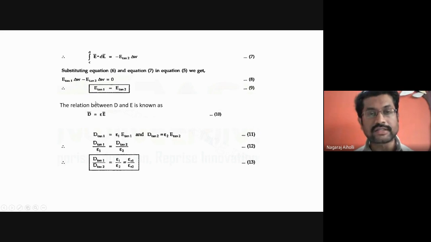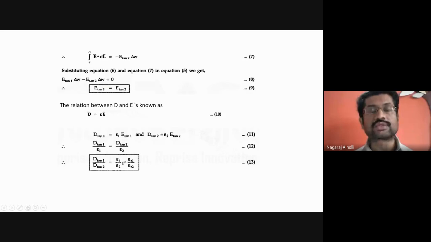But what is the previous derivation that we have obtained? E tan 1 is equal to E tan 2. Therefore, I can equate D tan 1 by epsilon 1 is equal to D tan 2 by epsilon 2. Correct? I can equate these two because E tan 1 is equal to E tan 2. Then D tan 1 by D tan 2 is equal to epsilon 1 by epsilon 2.